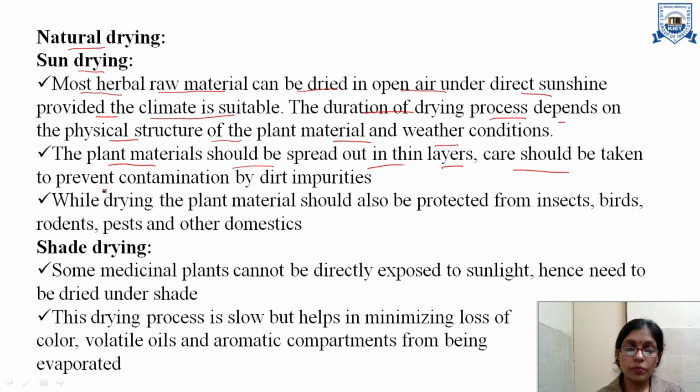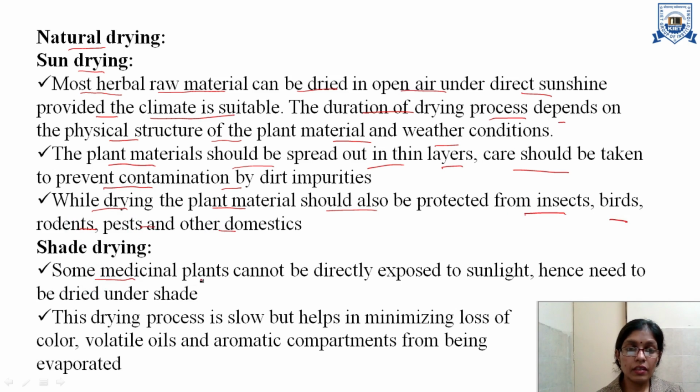Care should be taken to prevent contamination by dirt and impurities. So while drying the plant material, it should also be protected from insects, birds, rodents, pests, and other domestic animals. Now, shade drying can also be done in some cases.